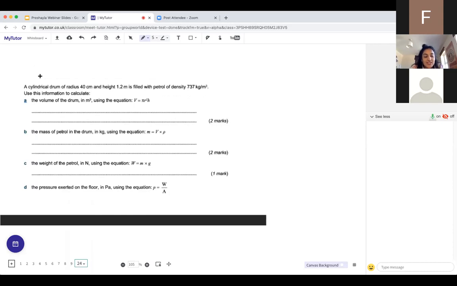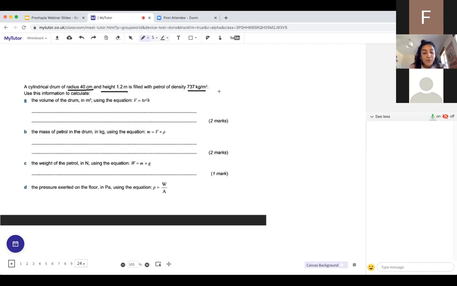So the question talks about a cylindrical drum of radius 40 centimeters. That's our first key bit of information: the radius is 40 centimeters. The height is 1.2 meters, and it's filled with petrol, which has a density of 737 kilograms per meter cubed. Now, first things first, whenever we see a really massy question with loads of different values, we're going to check our units. This is always how I approach an exam question. Check the units.